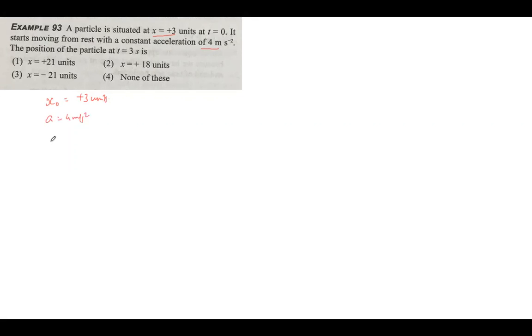The position of the particle at t is equal to 3 seconds. We have to find the final position. Final position is x is equal to x naught. Starts from rest means u is equal to 0. So x naught plus ut plus half at square.